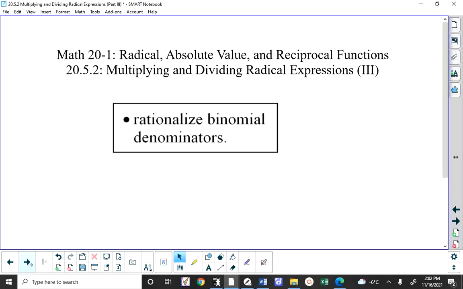When you're talking about a radical denominator that requires rationalizing, it might be something like 2 root 3 plus 5. That would be a denominator that is in need of rationalizing, that is also a binomial, and you don't know how to do that yet. So that's what we are learning today.